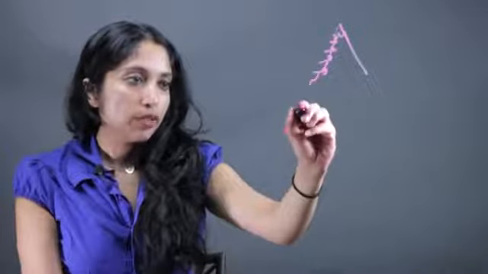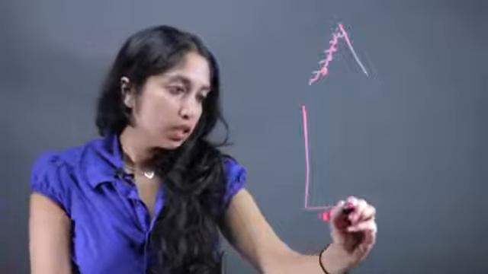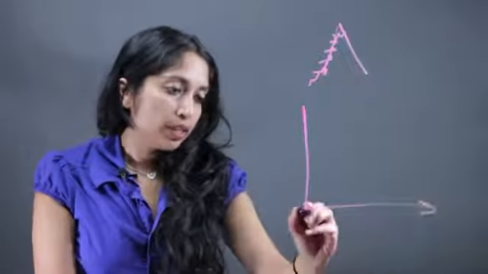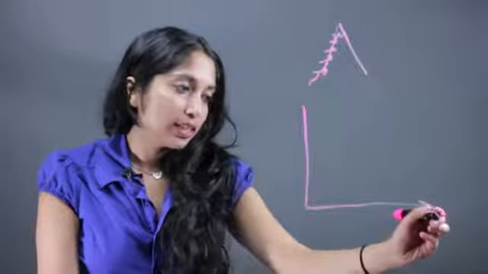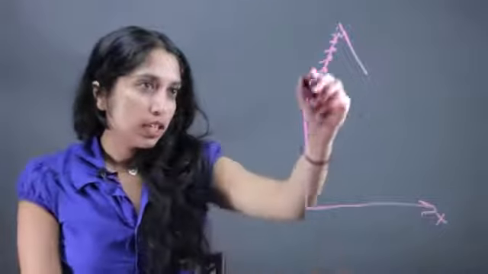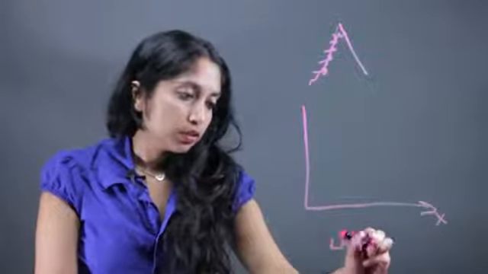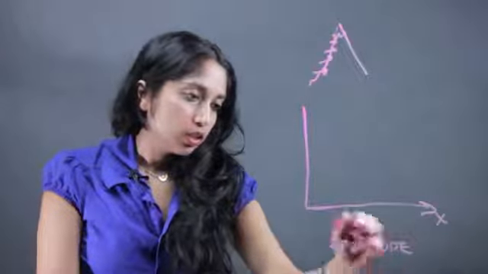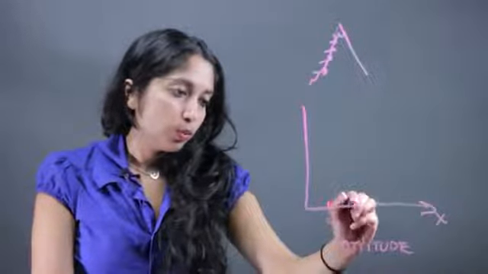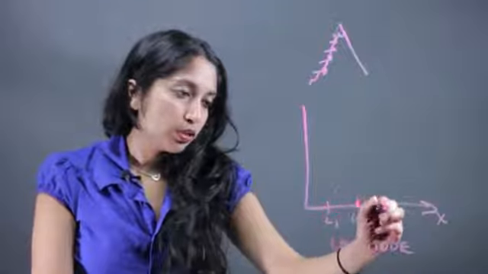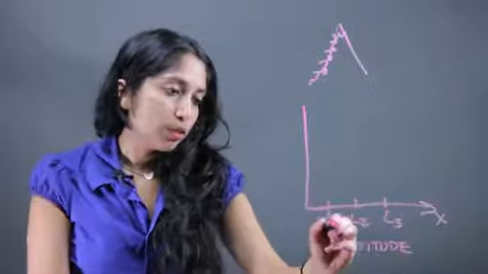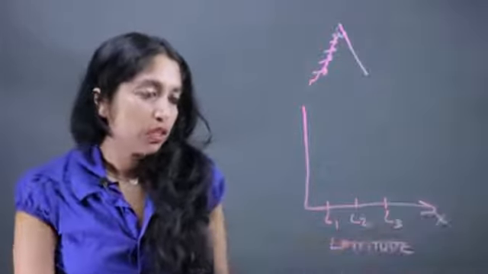In a bar graph, we're going to put the category of data on the x-axis. So in this case, category is going to be latitude. You're going to give whatever measurement of latitude you're using. So I'm just writing L1, L2, L3.